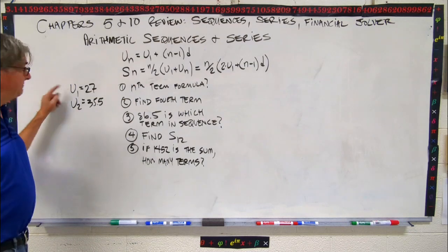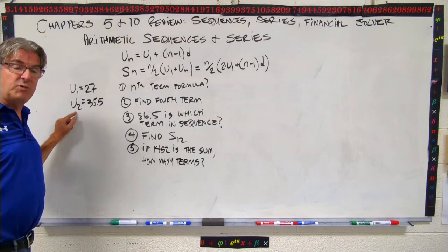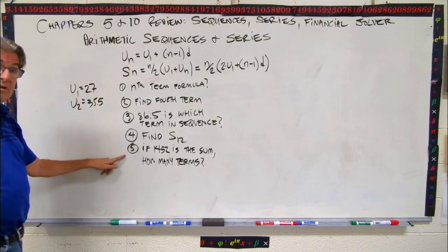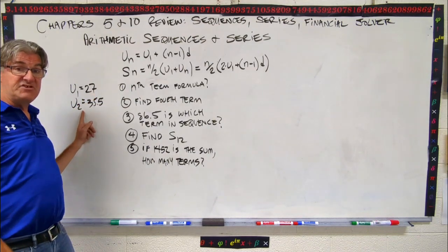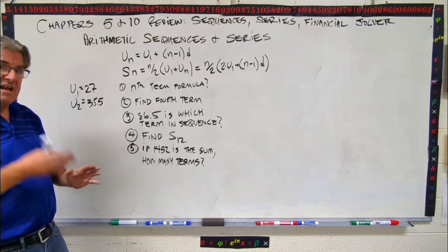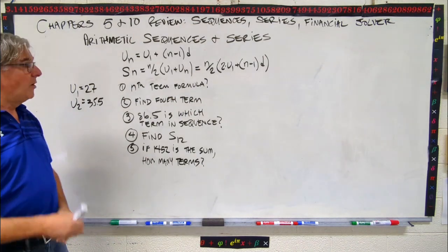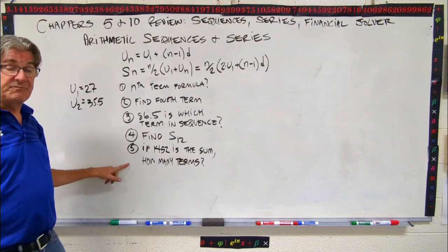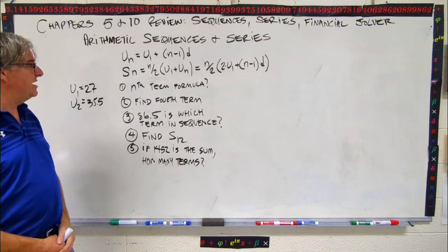u1 is 27, and u2 is 35.5. That's all we're given. And we're going to do these 5 problems based on that information. So if you're feeling bold and adventurous, pause the video right now and see if you can do these problems, okay? Otherwise, we'll do them one step at a time.